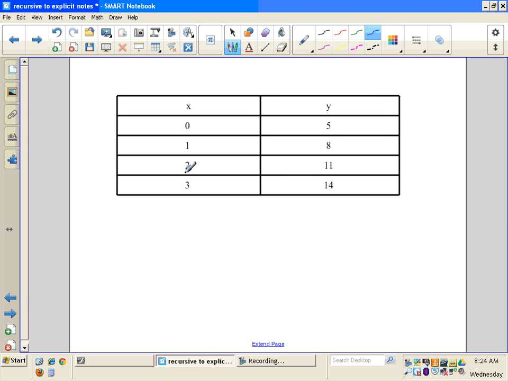In this example, we have it in table form, so we can see this is adding 3. Adding 3, adding 3. So to get to the next value in the table, take where we are now. So if you're at 14 and you add 3, you get to 17. When x is 0, I'm starting at 5.